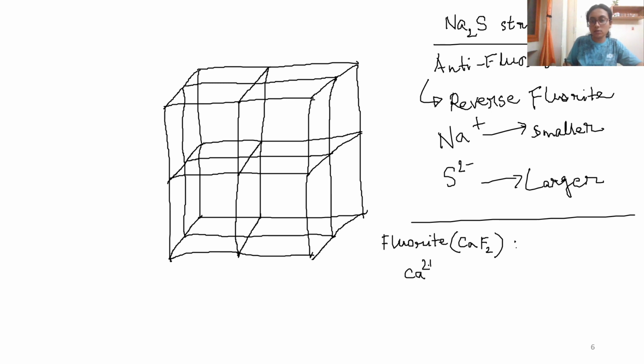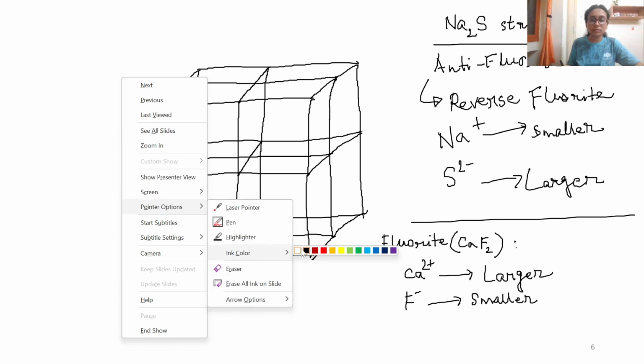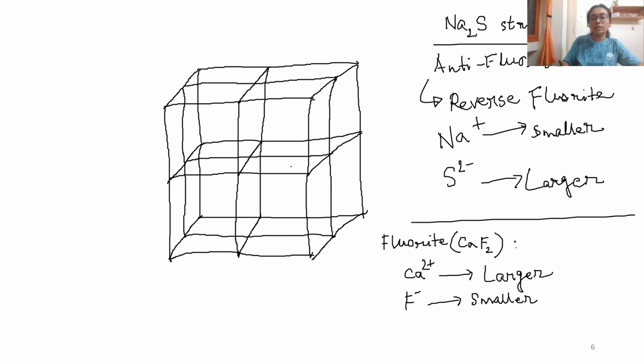So Ca2 plus, the cation, is larger, and the anion F minus is smaller. So that is why the lattice positions of cations are occupied by anions in case of Na2S, because this is the larger ion. Now if we denote the lattice positions, the smaller ion, sodium plus, will occupy lattice points. Basically, this is an FCC lattice, and then sulfide will occupy the tetrahedral holes formed by the FCC lattice points. Tetrahedral holes having larger volume will be occupied by the larger ions, so sulfide ions.